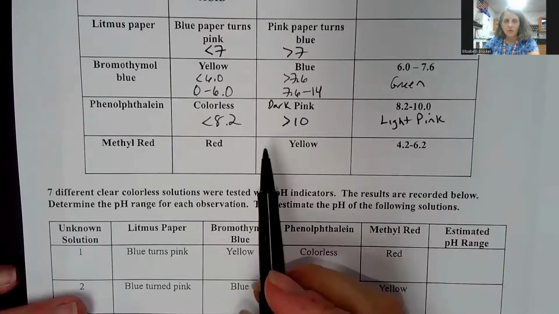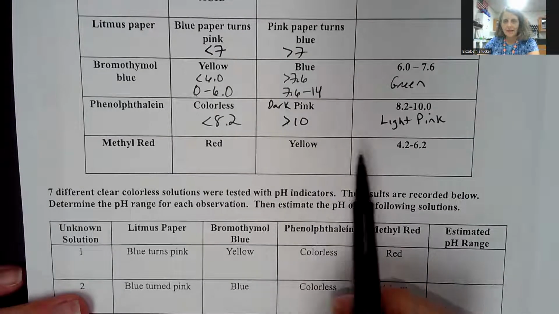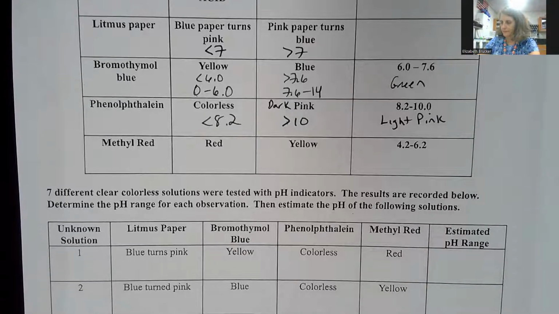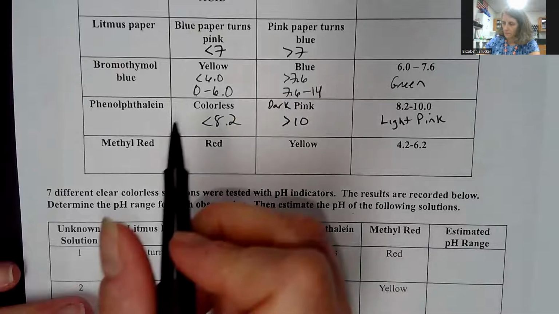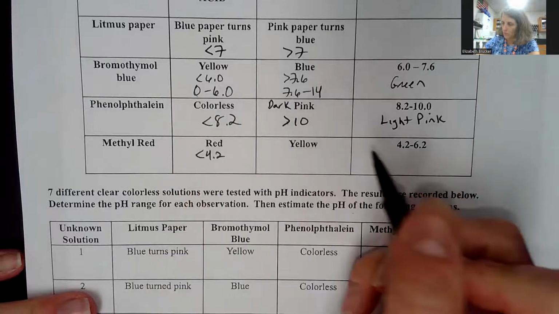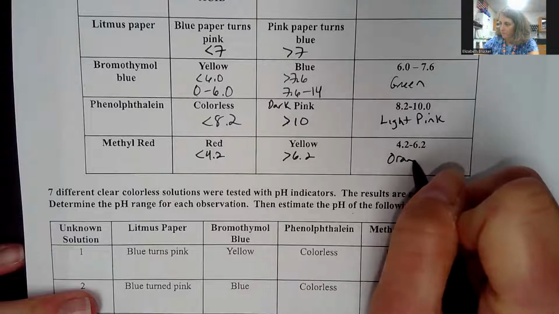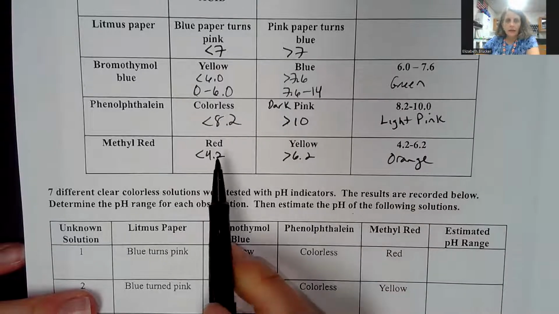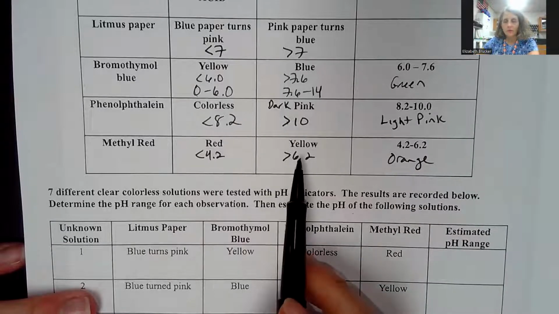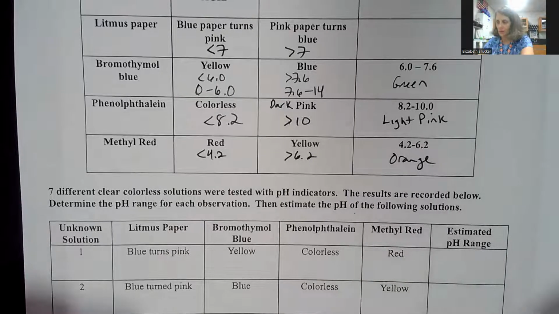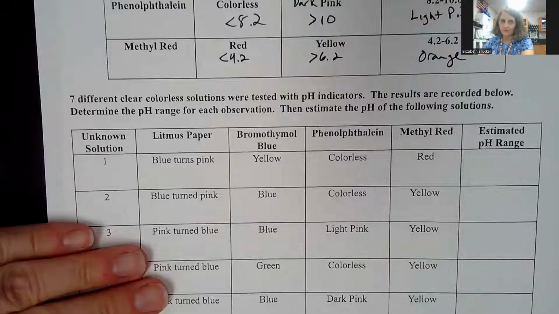All right, so see if you could try methyl red with the red and yellow and see if you could predict what this color is going to be. So hopefully you realize it's less than 4.2, greater than 6.2, and the color should be orange in that range of 4.2 to 6.2. So what are you going to do with this?